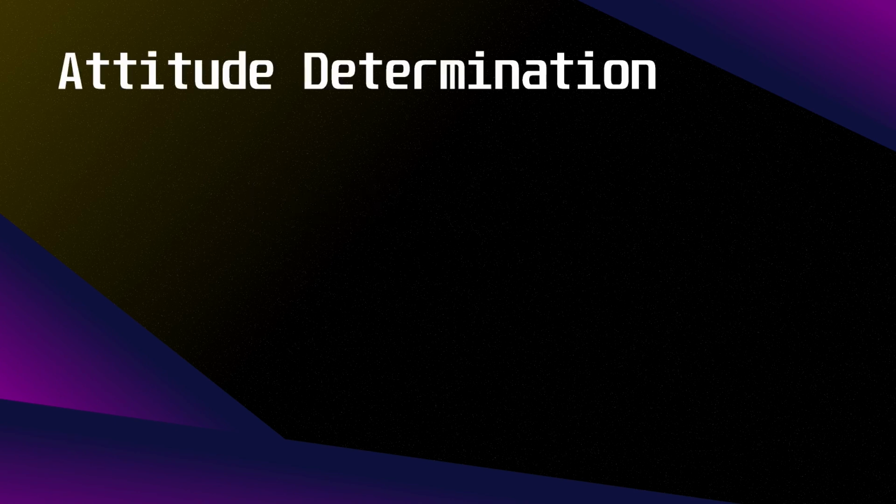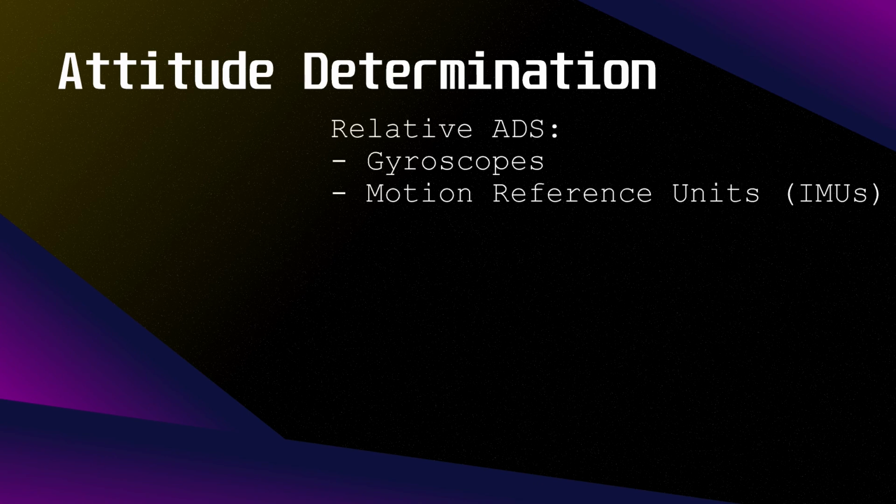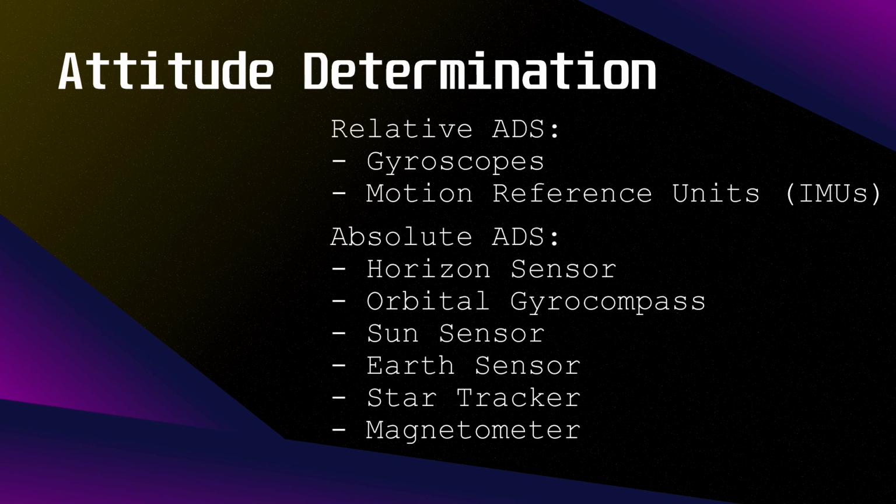Let's go over attitude determination systems first. Attitude determination is done using sensors and can be realized using multiple methods, each with their own strengths and weaknesses. Most common sensors can be separated into 2 types, relative attitude determination and absolute attitude determination. The most common relative attitude determination sensors are gyroscopes and inertial measurement units, also known as IMUs. The most common absolute attitude determination sensors are horizon sensors, orbital gyrocompasses, sun sensors, earth sensors, star trackers, and magnetometers.